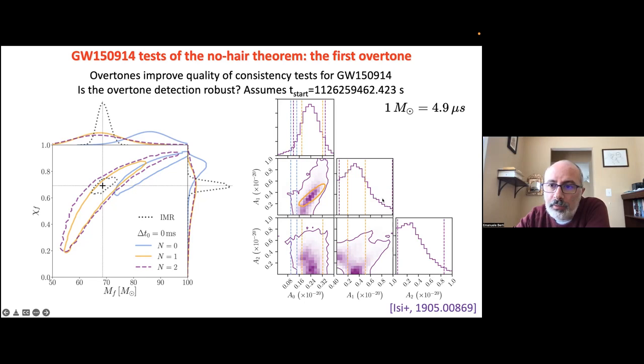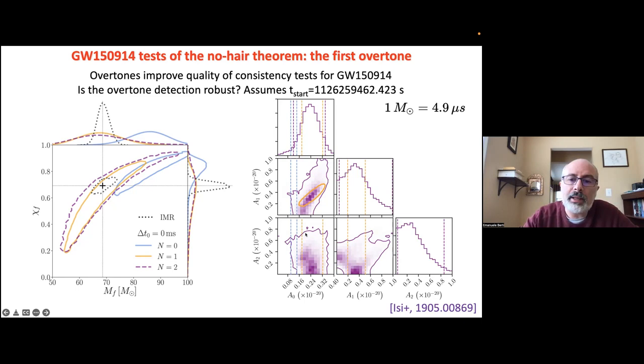the marginalized value of the first overtone amplitude, I see some railing against zero here. And so the question is whether the fact that this amplitude of the overtone is significantly different from zero depends on the many assumptions that go into this analysis, in particular, the assumption that you're trying to fit the waveform very close to the peak. So what we decided to do was repeat the analysis.